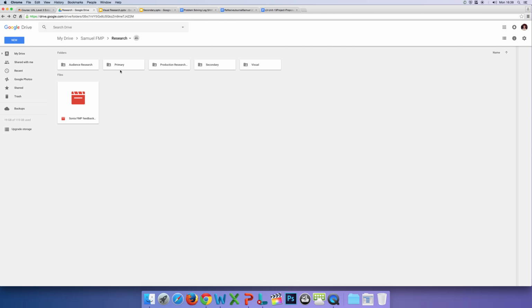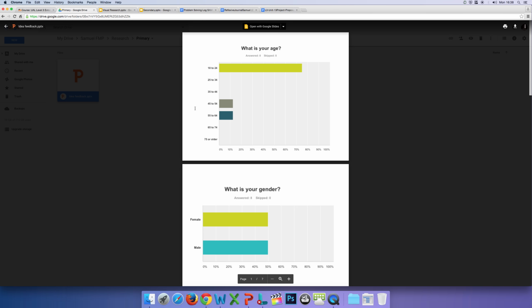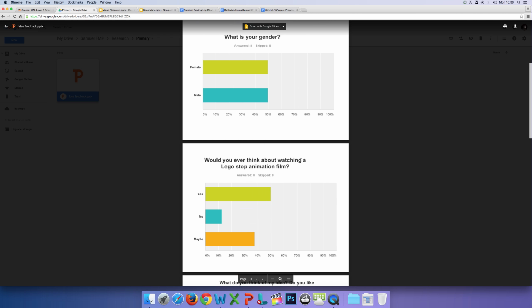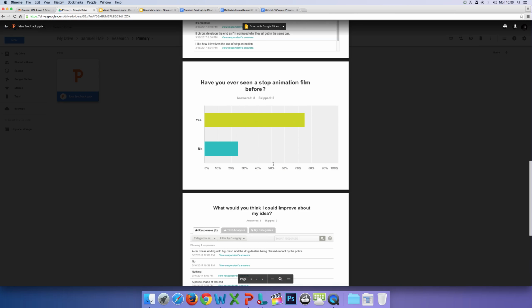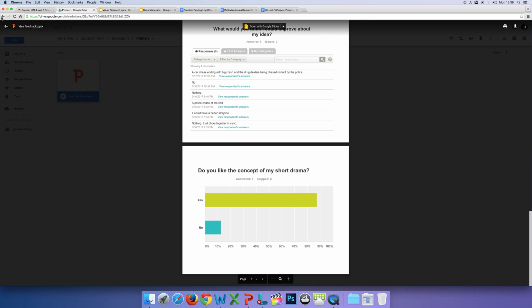If we move on to the primary research, this is what all the people thought of it. They were kind of confused why they get in the same car. So the idea wasn't super strong because it was very rushed in places, which was a bit irritating.